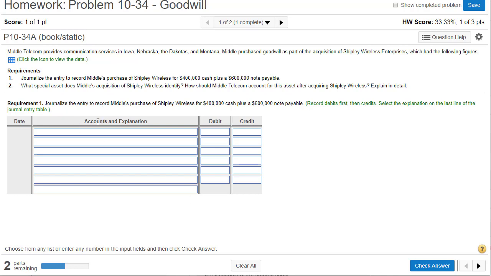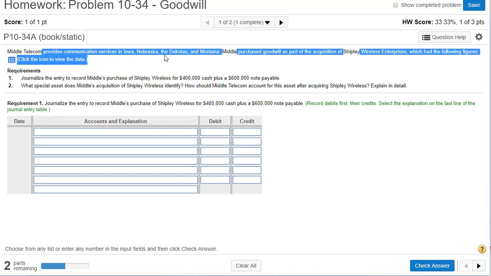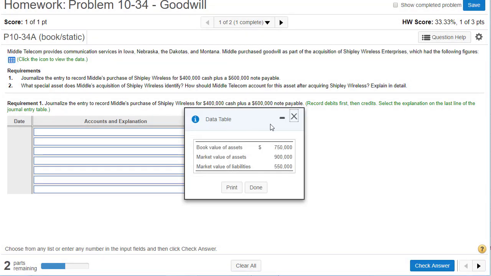Problem 10-34. A company is going to acquire another company. They're going to buy them out, and they're going to record the asset called Goodwill. So Middle Telecom provides communication services in Iowa, Nebraska, the Dakotas, and Montana. They acquired Shipley Wireless Enterprises, which had the following figures.